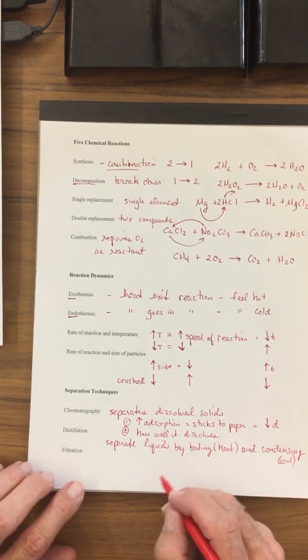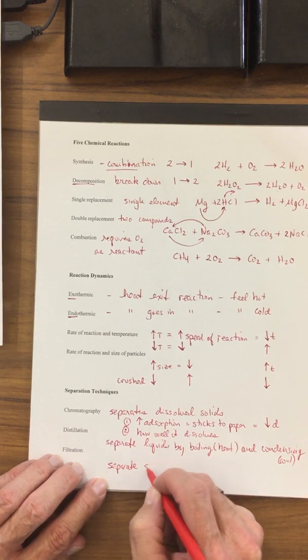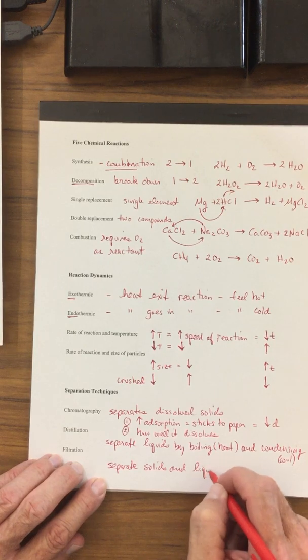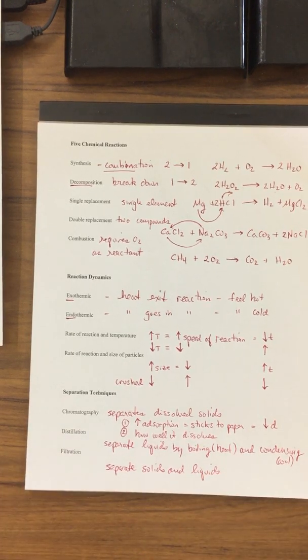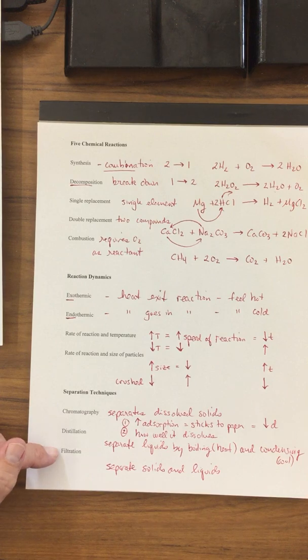The third one is filtration. This is going to separate solids and liquids. So the first one separates 2 dissolved solids. The second one separates 2 liquids. The third one separates a solid from a liquid using filter paper and some type of funnel apparatus. That's it.